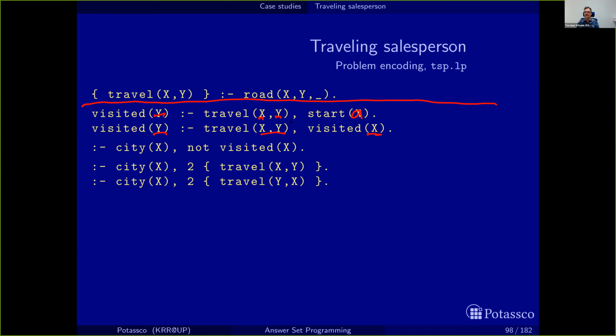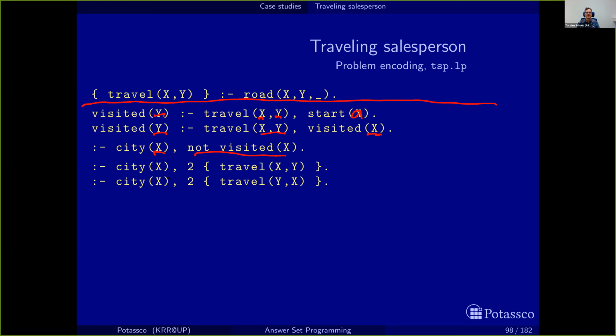And now I analyze this. First condition: it cannot be that there is a city that I have not visited. This gives me the cycle, more or less, so that I can go back, that everything has been visited. But now I also need to make sure that I visit a city only once.